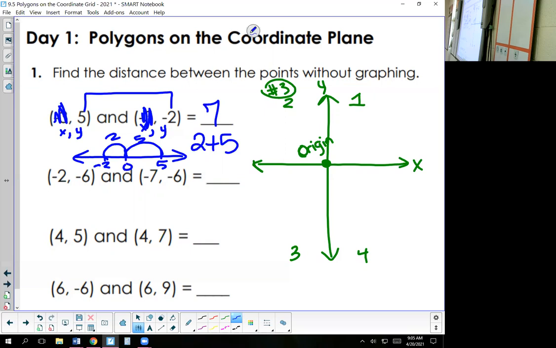Okay, let's do the same. What about this one? Let's see the same thing. Are any of them exactly the same? Yeah, my -6 is the same here and here, right? They're both the y coordinates. So what do you do? Ignore them. They're not important. Goodbye. So I want to know how many spaces are between.